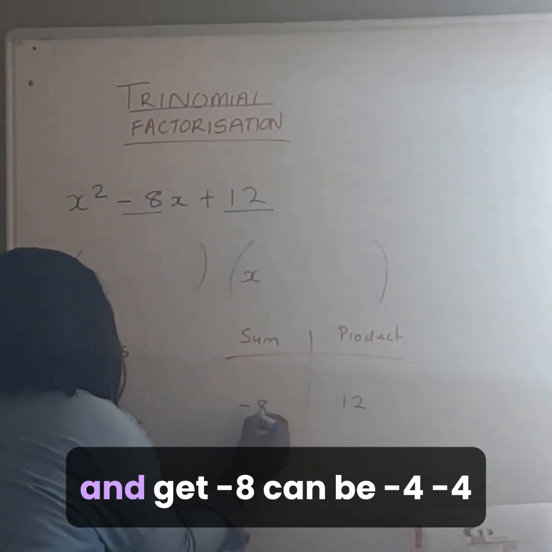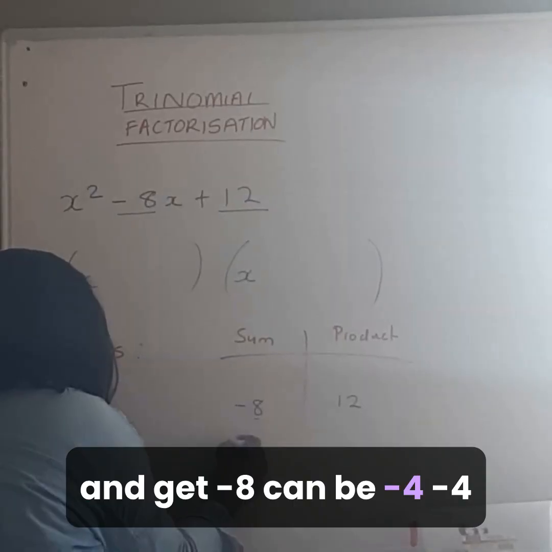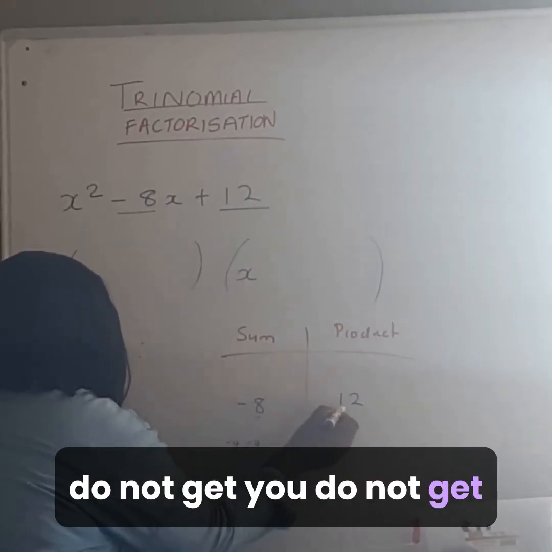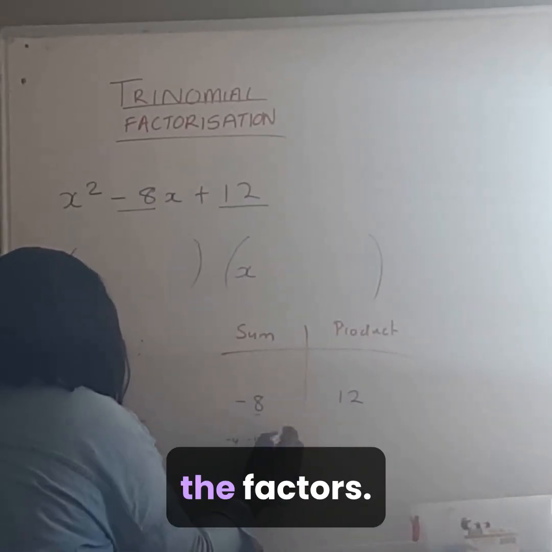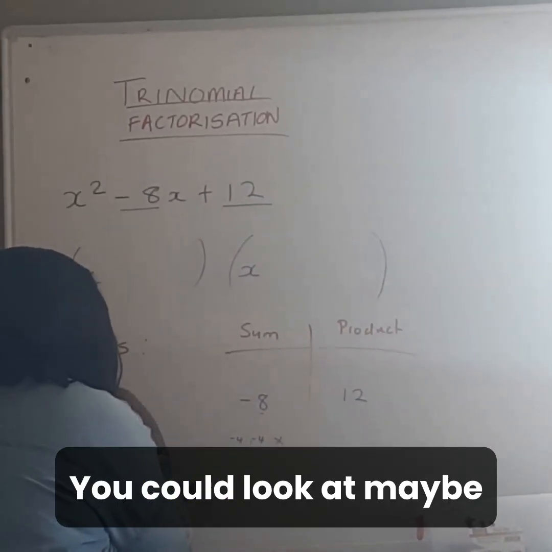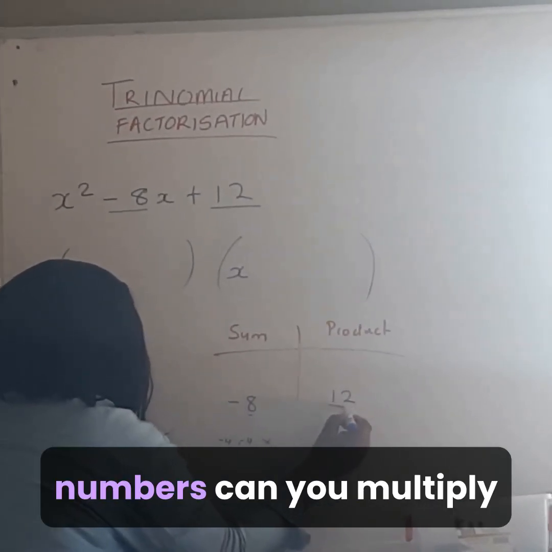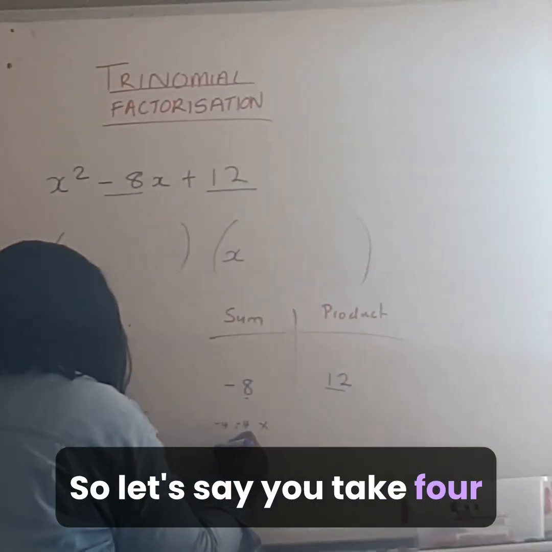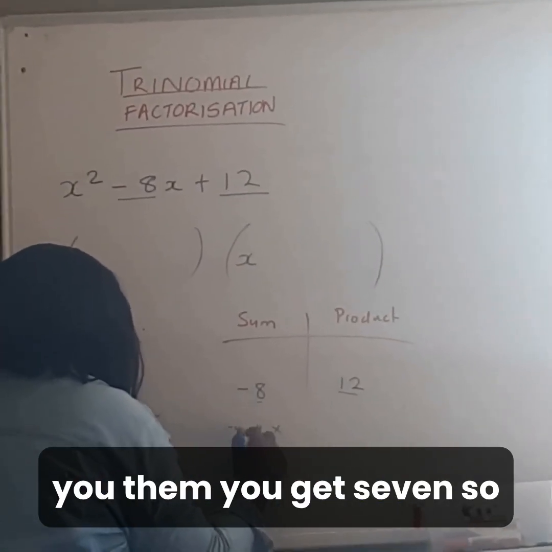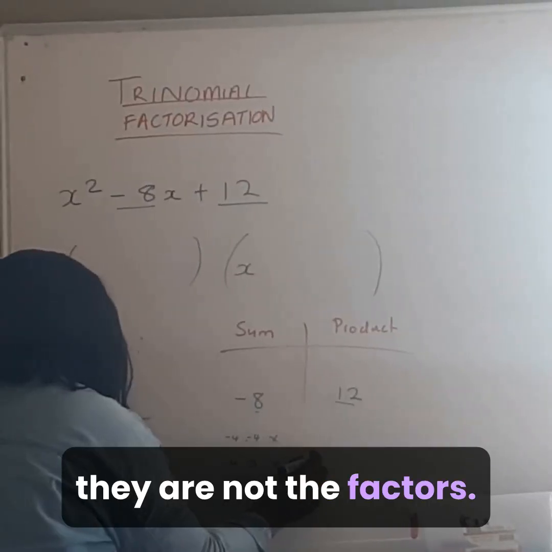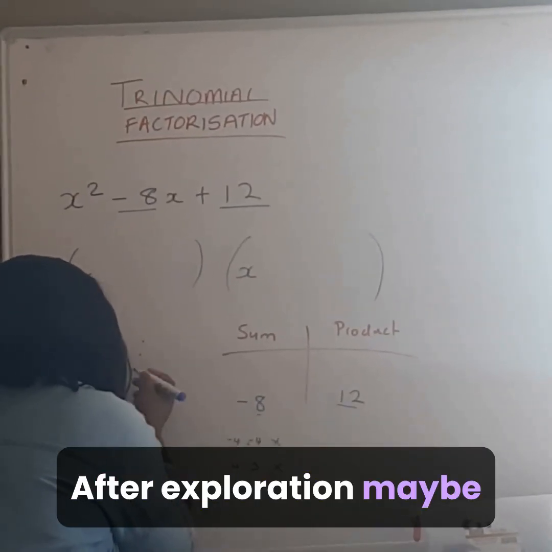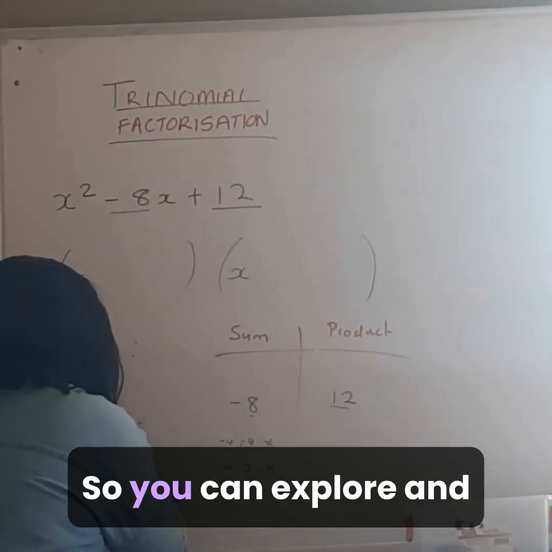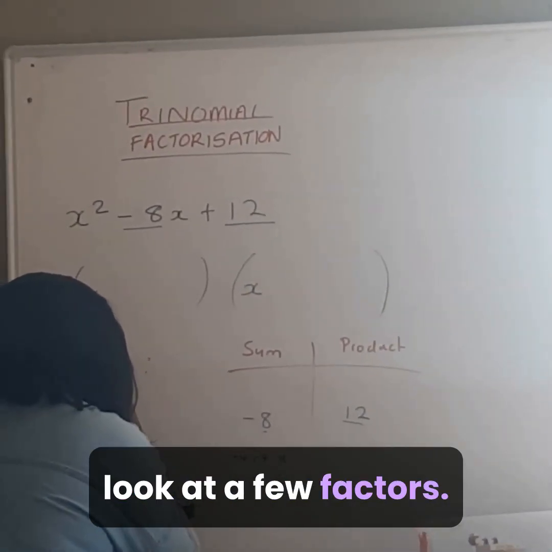Numbers that you add and get minus 8 can be minus 4, minus 4. But when you multiply, you do not get 12, you get 16. So these are not the factors. You could think of what two numbers you can multiply to get 12. Let's say you take 4 and 3, they give you 12, but when you add them, you get 7, so they are not the factors. After exploration, maybe you have already discovered the factors, so you can explore and look at a few factors.